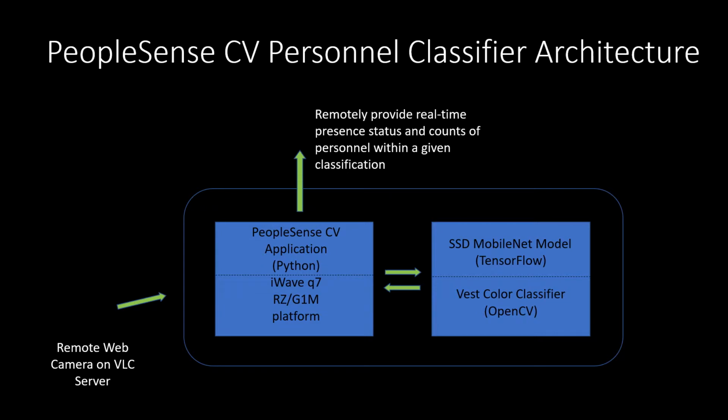The PeopleSense CV personnel classifier architecture. Essentially, the application is a Python 2.7 program running on the iWave Q7 development board. The application utilizes the SSD MobileNet model, which is running on TensorFlow, or processed through TensorFlow. Additionally, integration of the vest color classifier is done by OpenCV 3.0, all imported into the Python 2.7 application.